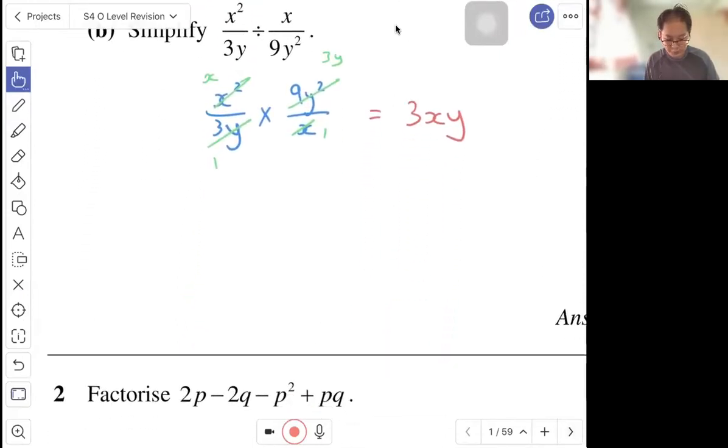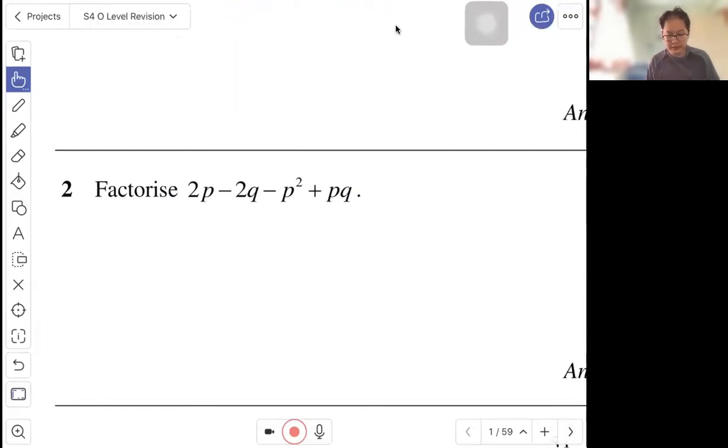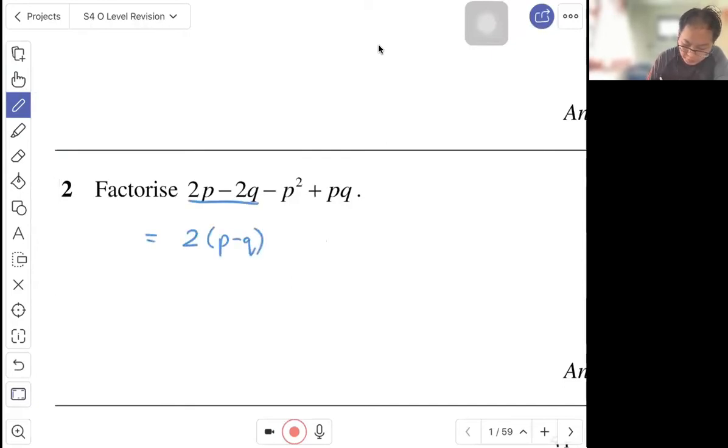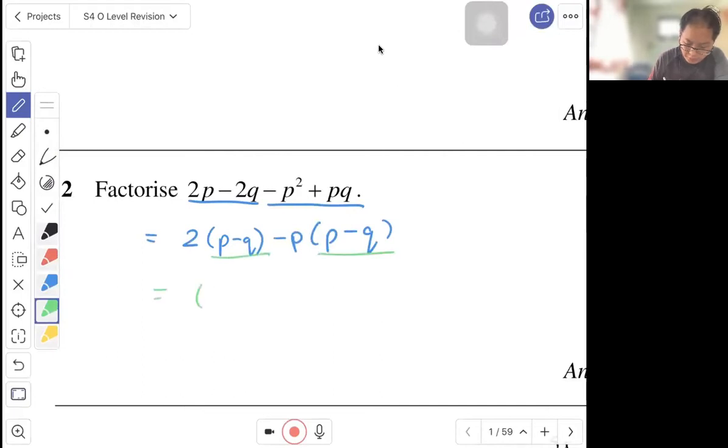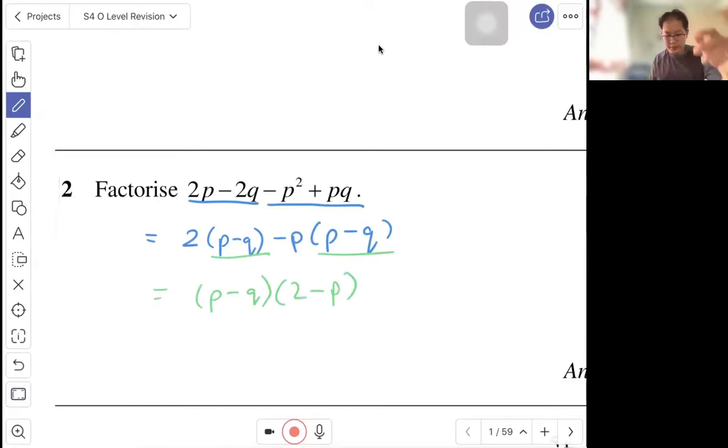Move on to question 2. Factorize this. So what you can do is, first, you can take out 2, so you are left with p minus q. Then down here, you can take out p. So you can take out minus p too. So p minus q. Now, same, you can take out p minus q, then you are left with 2 minus p. That's the answer.